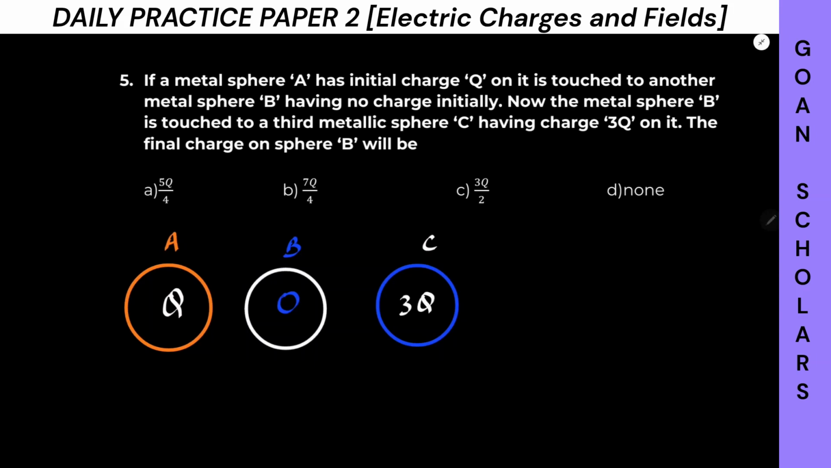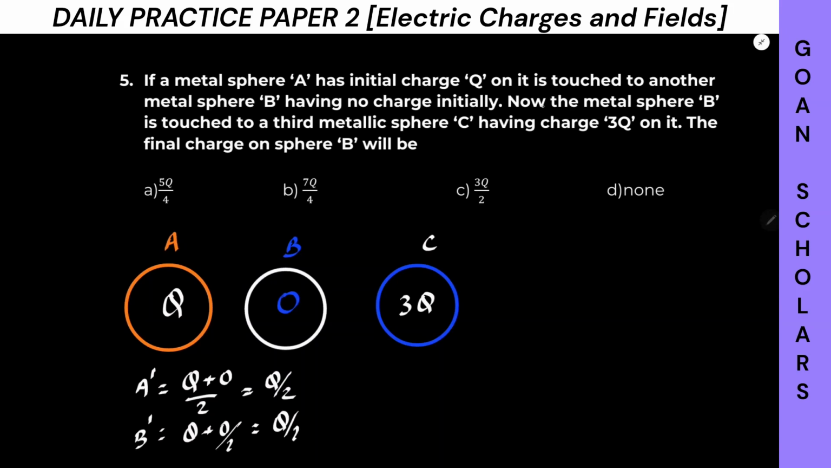There is a metal sphere A with charge Q, touched to another metal sphere B with no charge. So A and B are touched. What is the new charge on A? A dash is (Q plus 0) by 2, which is Q by 2. And the charge on B will also be (Q plus 0) by 2, which is Q by 2, after touching B with A.